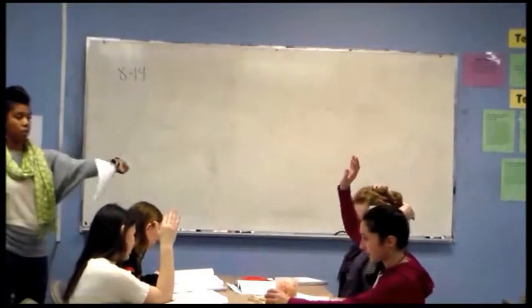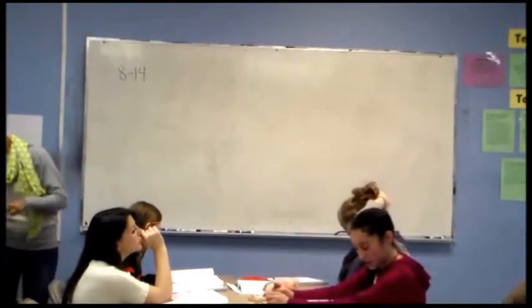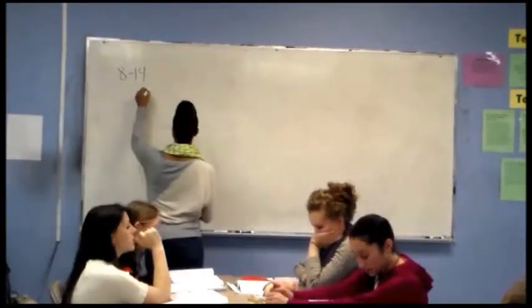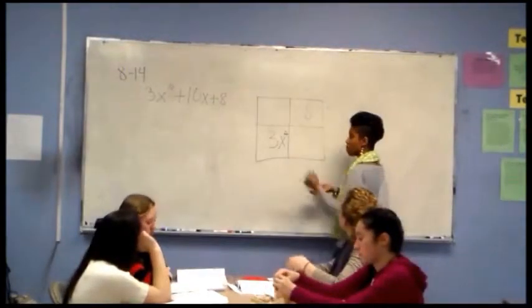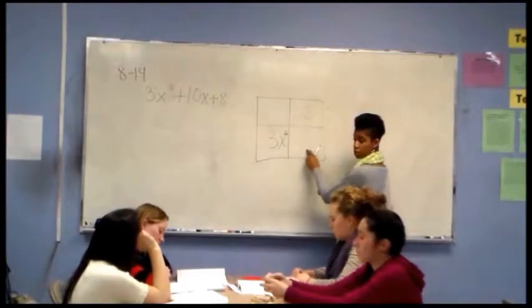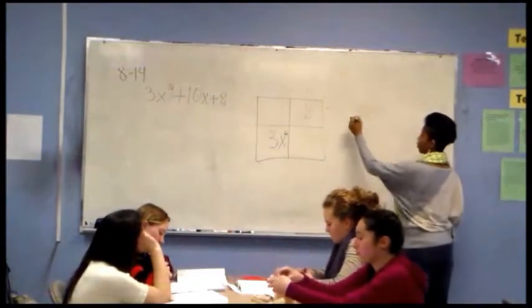Rachel, go. Miguel wants to use a generic rectangle to factor 3x squared plus 10x. But we're missing something. We're missing the 2 middle tiles. So tell me if this looks familiar at all to you.